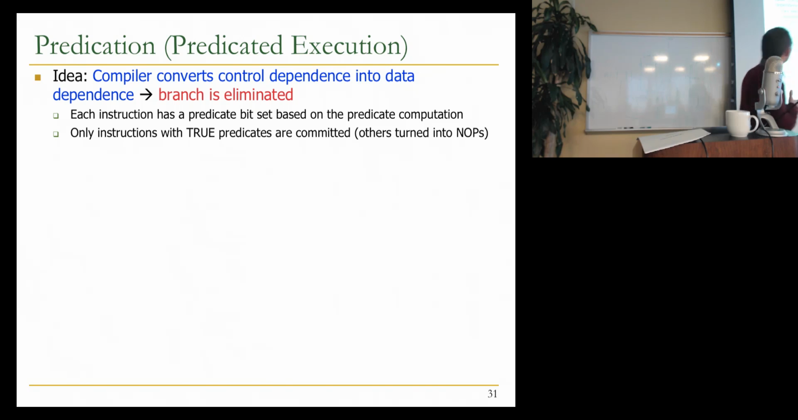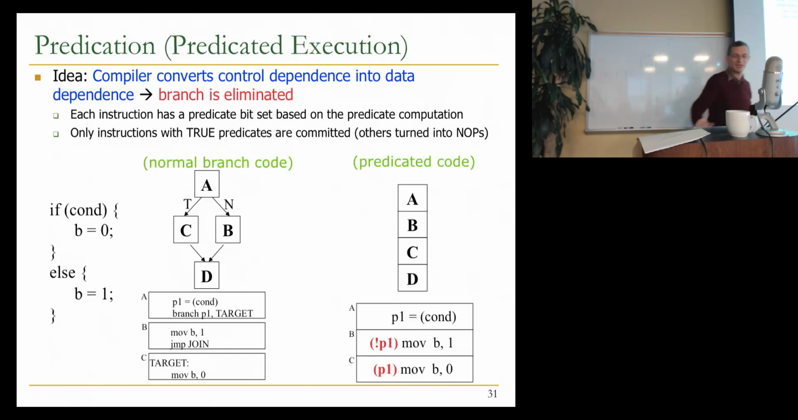The idea was to have the compiler convert the control dependence into data dependence. This way, branch is eliminated. And how does this work? Basically very similar to what you're implementing with ARM. Each instruction has a predicate bit that is set based on the predicate computation. And only instructions with predicate values that evaluate to true are committed. Committed meaning they affect the architectural state. Everything else turns into null. If the predicate value is false, it's a null.